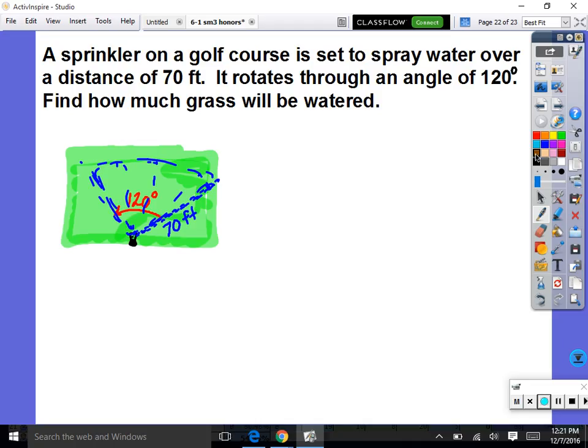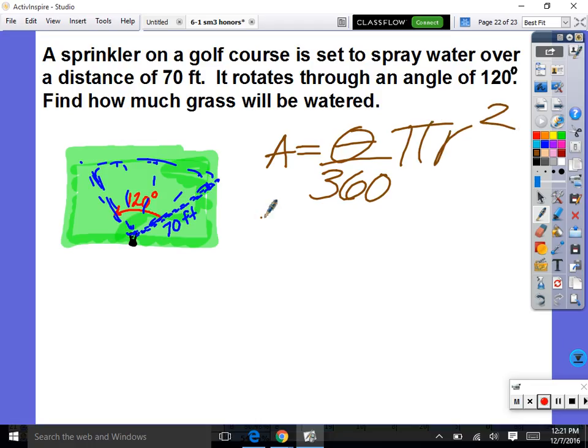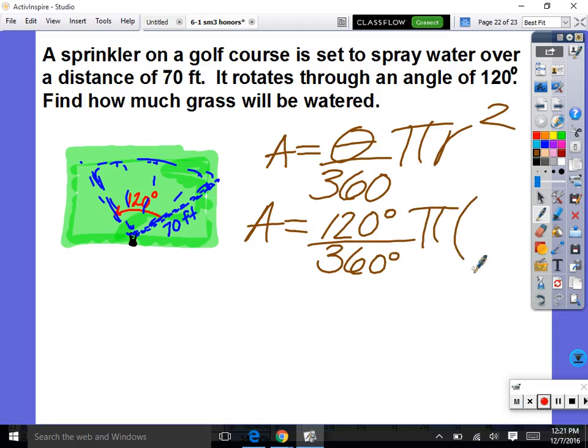Okay, let's do our formula. Area of a sector. I say I want the section out of 360 because I don't want the full circle's area, times pi r squared. Okay, sweet. So area is equal to theta, 120 degrees out of 360 degrees is what we want the area of. Then pi, our radius, is 70 feet. So 70 feet squared. So now we'll calculate it. 120 divided by 360, then times 70 squared.